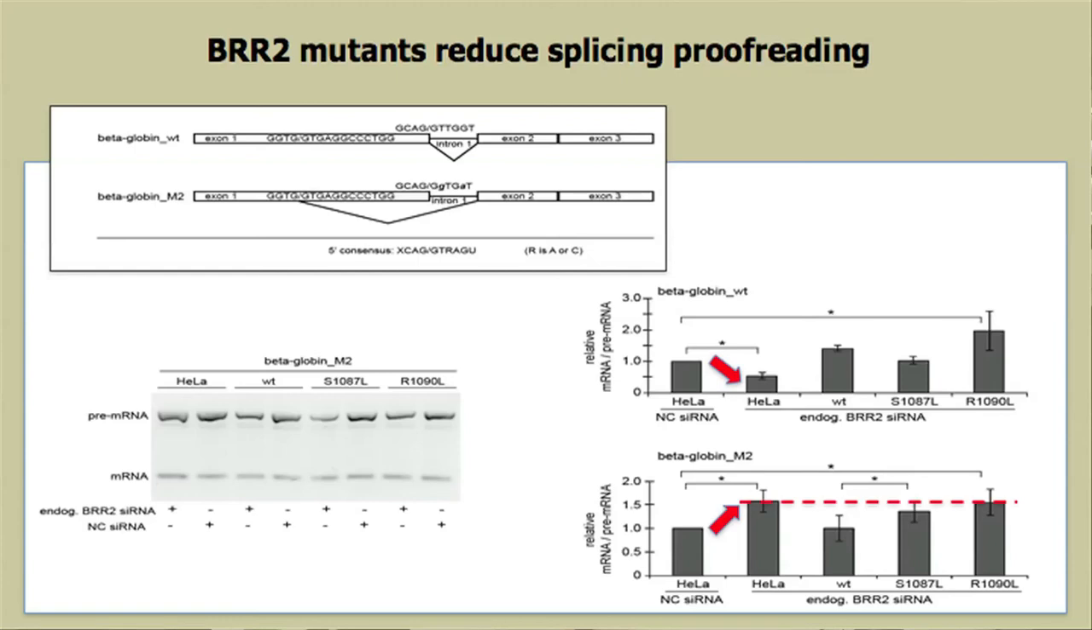Expression of either BRR2 mutant did not reduce splicing efficiency of mutated beta-globin reporter. Splicing efficiency was similar as in BRR2 depleted cells. Retinitis pigmentosa linked mutations weaken proofreading function of BRR2. And this could be a serious problem for metabolically highly active cells such as photoreceptors.